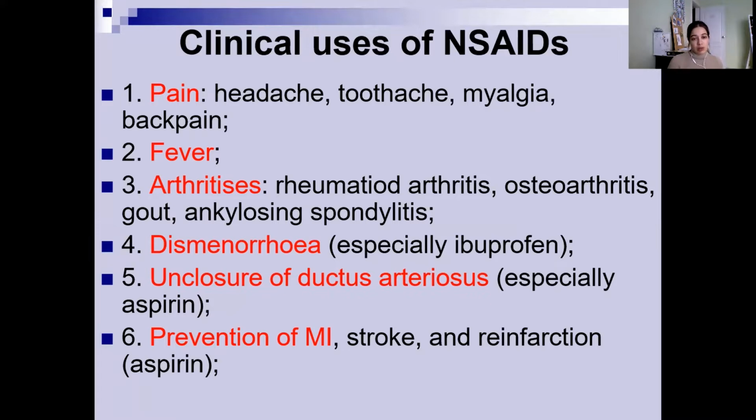In case of dysmenorrhea, sometimes in period, women have pain, and especially ibuprofen is used in that case. For unclosure of ductus arteriosus, especially aspirin can be used. So this is actually a newborn pathology.